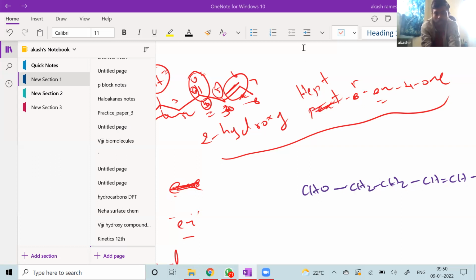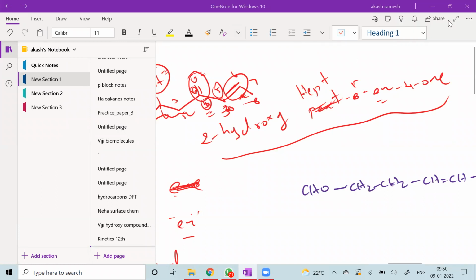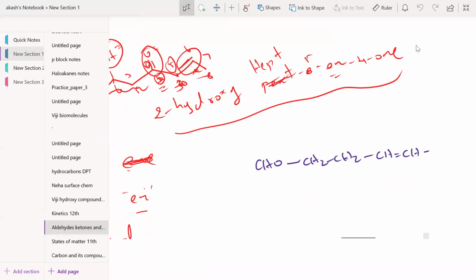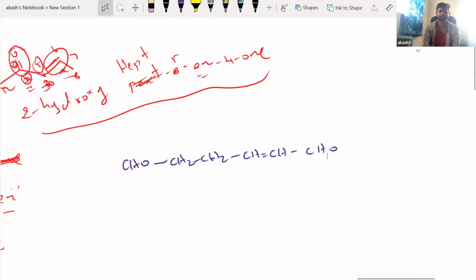I'll again show you the compound, maybe. Okay, one more thing came. Hex 2n 1,6 dial. Yeah, that is correct. Mithun, that's right. Thank you, sir.